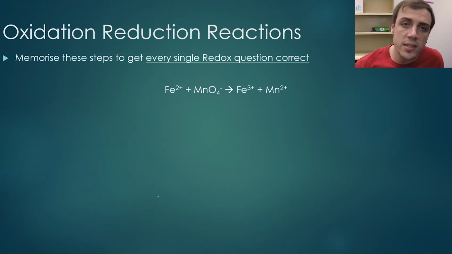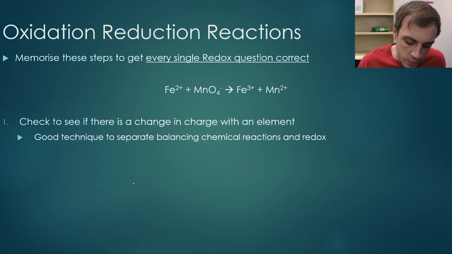Okay, so now that we've discussed the rules of oxidation number, let's go through an oxidation reduction reaction and see if we can get it right and employ some of these rules. I'm going to show you step by step each of the steps you need to do for all of your redox equations. Now, the first step is we need to check to see if there is a change in the charge of an element.